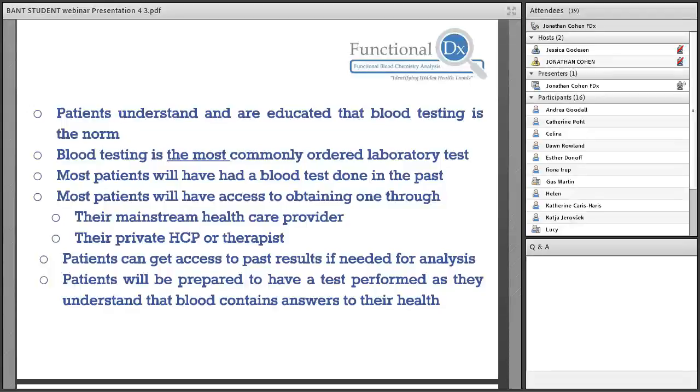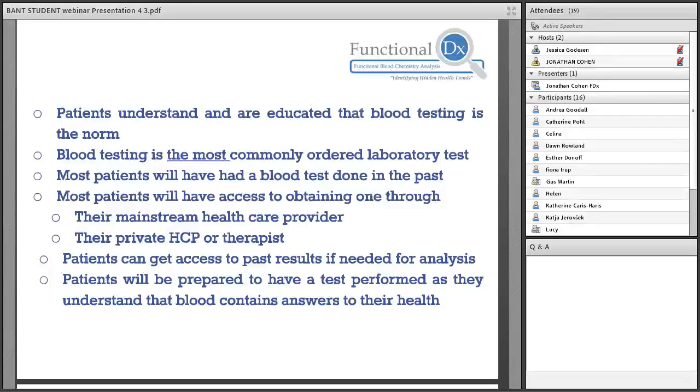Blood testing is the most commonly ordered laboratory test, and most patients will have had a blood test done in the past, so they understand and they're educated, as I've just said, and they will have access to obtaining one either through their mainstream healthcare provider, i.e. their GP or whoever else they choose, or their private healthcare provider or therapist. Patients can also get access to their past results if needed for analysis.